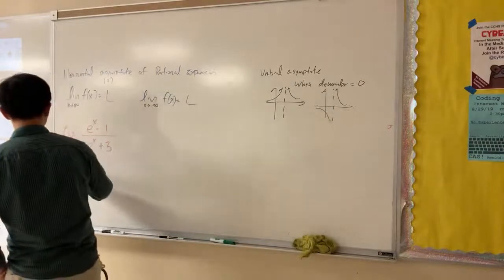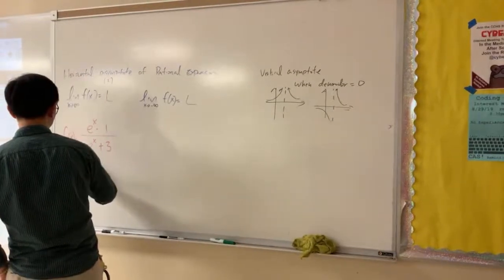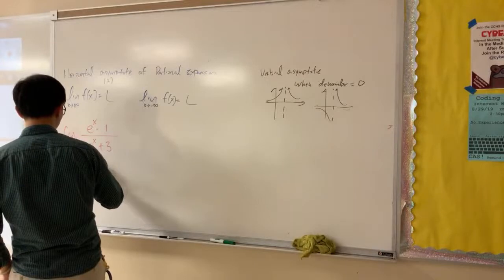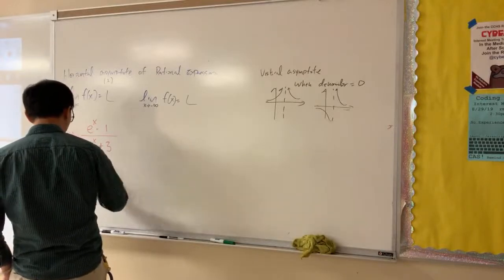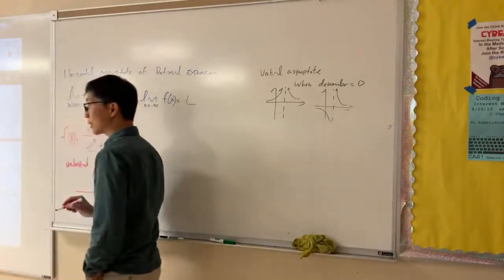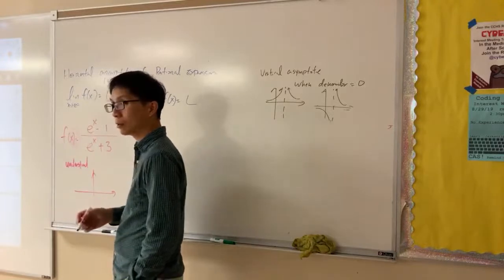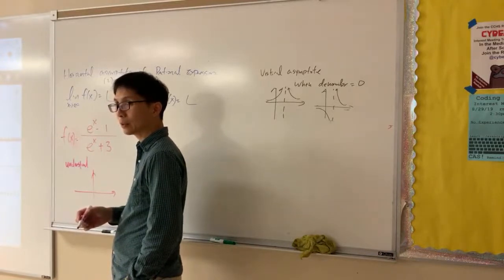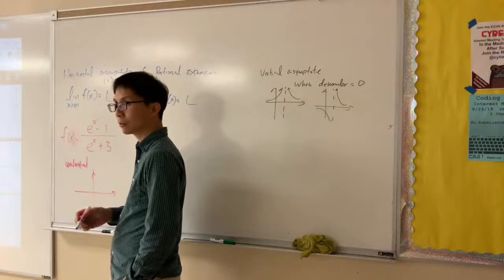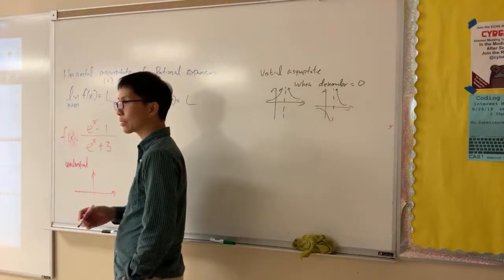So again, all the questions are gonna involve how the e to the x graph goes, because that's on my review sheet. Which way is it going? How does the e to the x graph go?